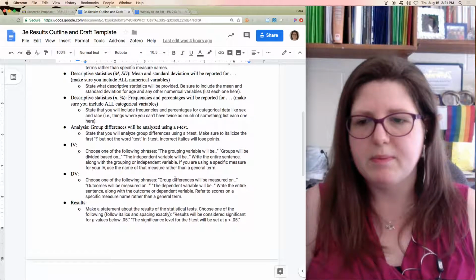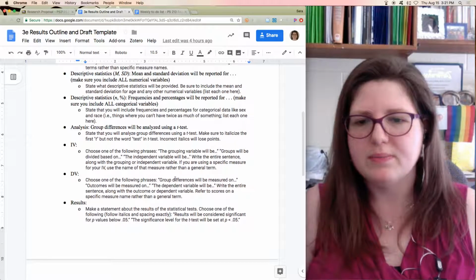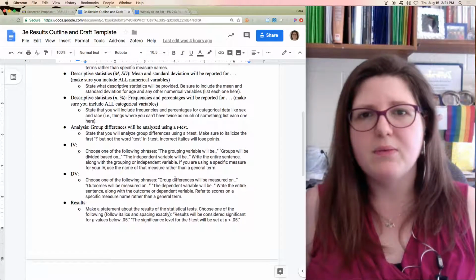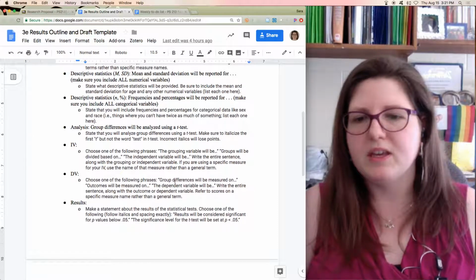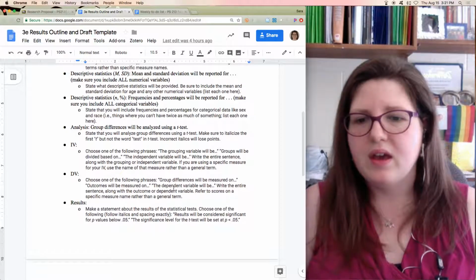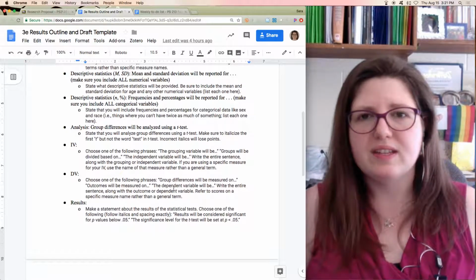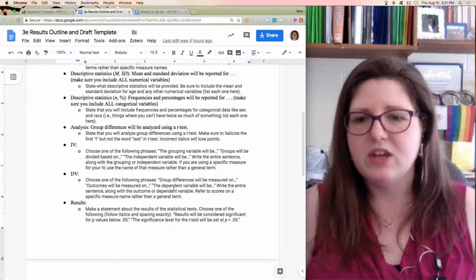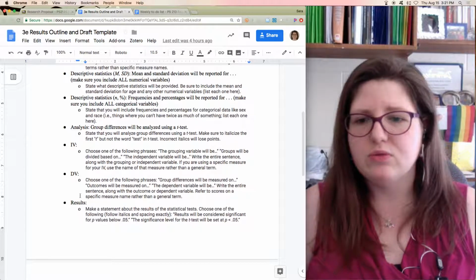Group differences will be measured on, outcomes will be measured on, or the dependent variable. I would also be okay with the outcome variable will be, that one's fine too. And that's typically going to be your measurement. And here I would like to see you use a specific measure name.